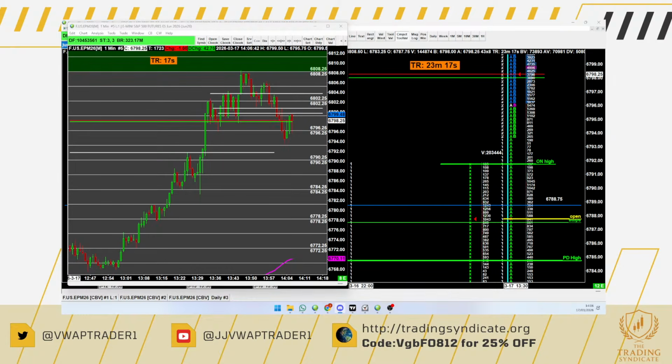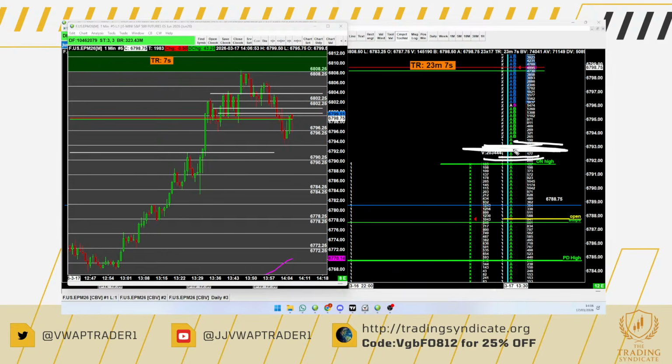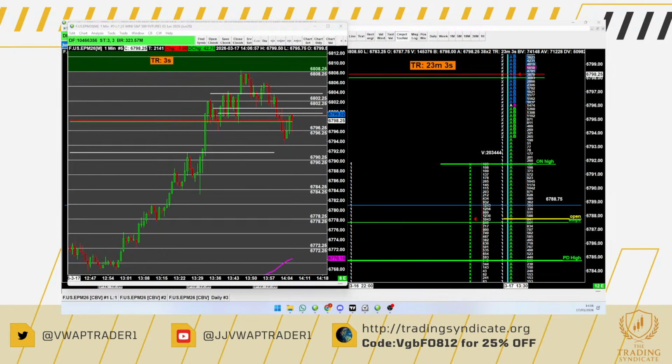See how we couldn't get down to that 90? See, we couldn't get down to that overnight high. See how they stopped short? That's because between the overnight high and 93 half, there's a bunch of buy orders, and they came rushing in to buy it. They front ran that level.